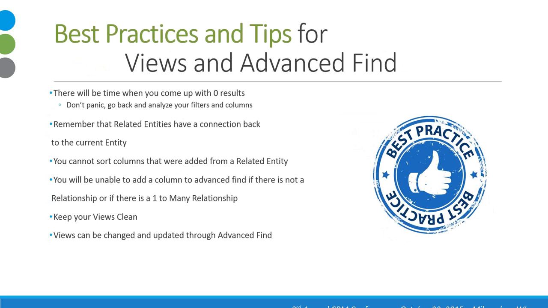You'll also be unable to add a column to Advanced Find if there's not a relationship. So if there's no relationship between the 2 items, you can't add a column. Or if there's a one-to-many relationship. That means for accounts, you have many contacts. You can't add all of those contacts to one field with an Advanced Find. You can add the primary contact because that's a singular person. So you can add the one primary contact to the one location in Advanced Find.